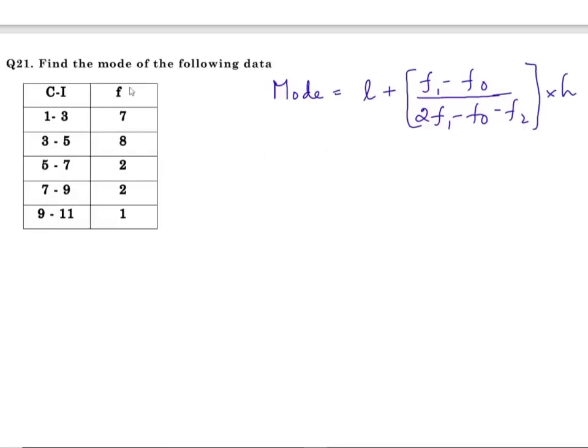Now here they have given the data, class intervals 1 to 3, 3 to 5, 5 to 7, 7 to 9, 9 to 11. The frequencies they have given are 7, 8, 2, 2, 1. In these given frequencies, what is the highest frequency here? Otherwise, the maximum frequency is what here? The maximum out of 7, 8, 2, 2, 1. Which is the maximum? The maximum here is 8. Therefore, mark this class. This class is called the modal class.